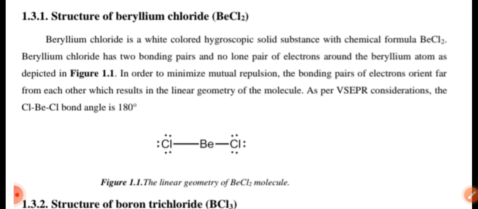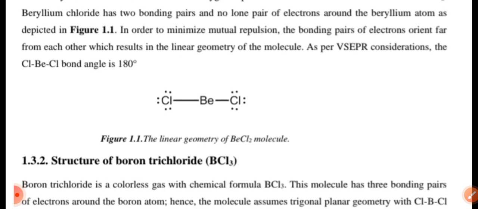Beryllium chloride is a white hygroscopic solid with the chemical formula BeCl2, beryllium dichloride. Beryllium chloride has two bonding pairs and no lone pair of electrons around the beryllium atom, as depicted in Figure 1.1. In order to minimize mutual repulsion, the bonding pairs of electrons orient far from each other, which results in a linear geometry of the molecule. As per VSEPR consideration, the chlorine-beryllium-chlorine bond angle is 180 degrees. The linear geometry of the beryllium dichloride molecule.